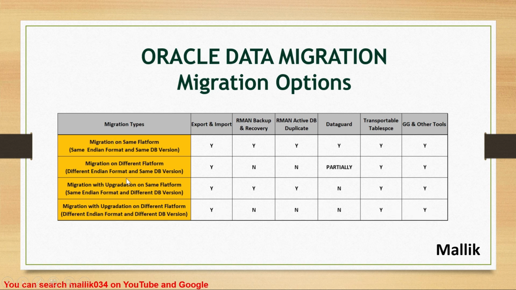So you have to look at which type of migration you are doing, and based upon the customer downtime and the database size, you have to do an analysis, and based upon that you need to pick which tool is applicable, either export or import, or RMAN backup recovery, or RMAN active database duplicate, or Data Guard, or transportable tablespace, or GoldenGate, or other tools. So this is a quick overview of migration scenario types and migration options or tools. It will be helpful for choosing the migration method.